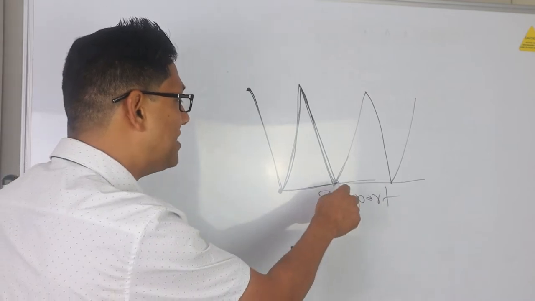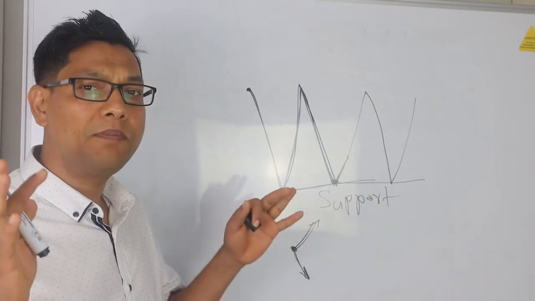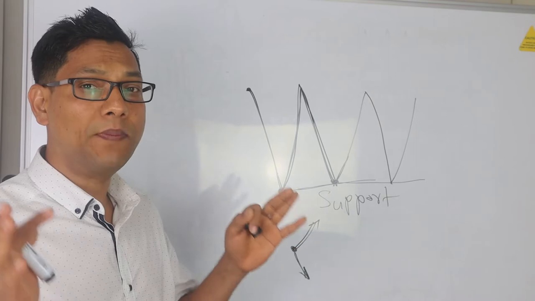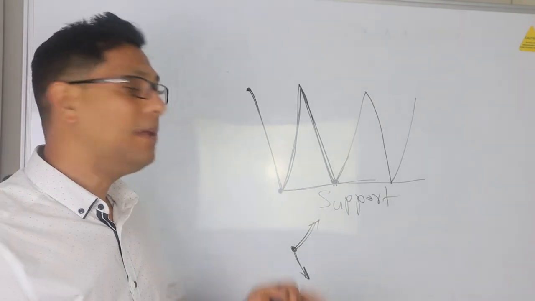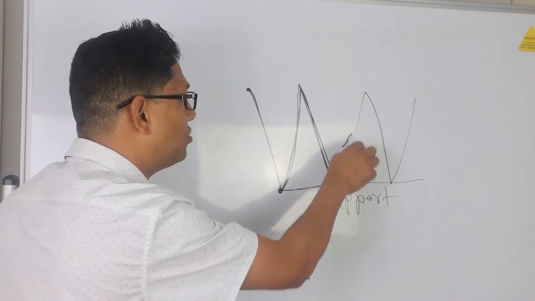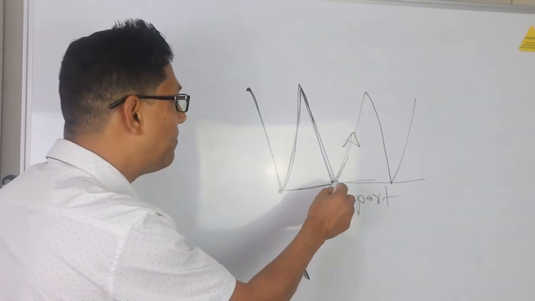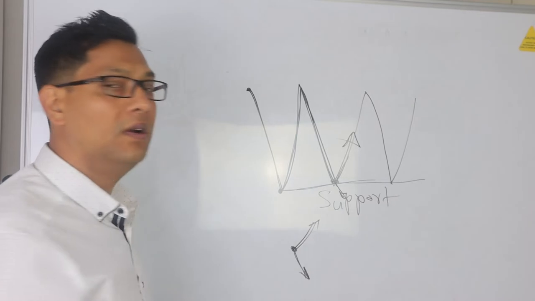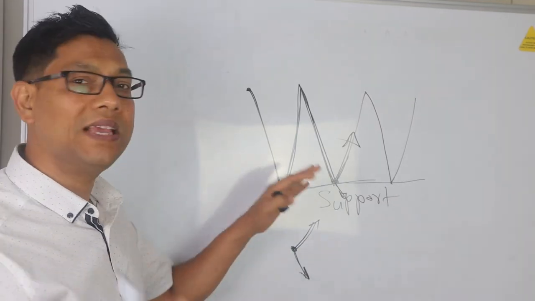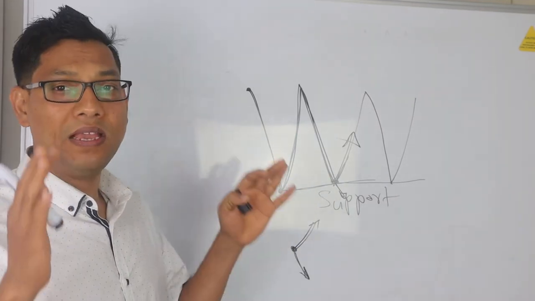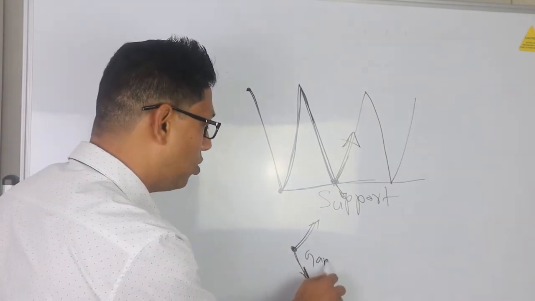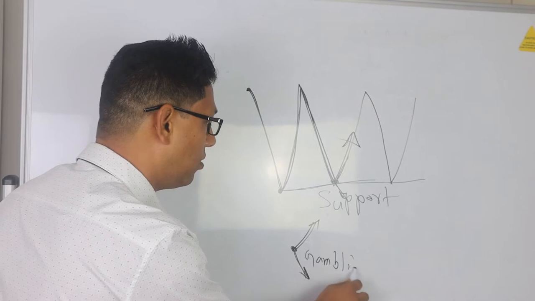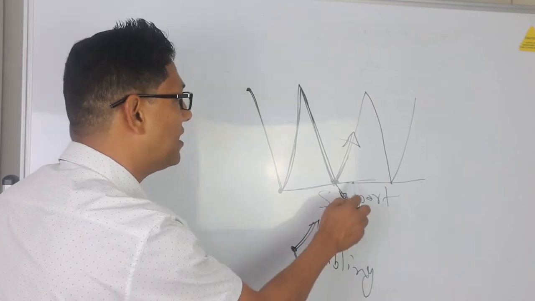But when the price is here, if I ask 100 people which way the price will be going, maybe you'll see that around 70 people will say that this price will go up, and around 30 people will say that this price will go down. Now, this is the difference between trading and gambling.